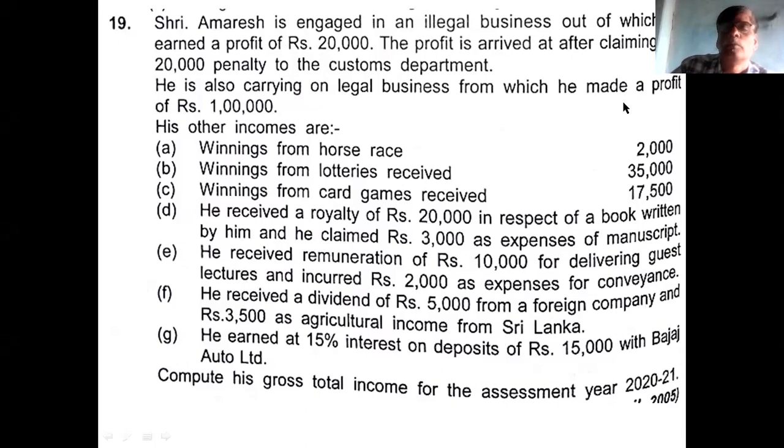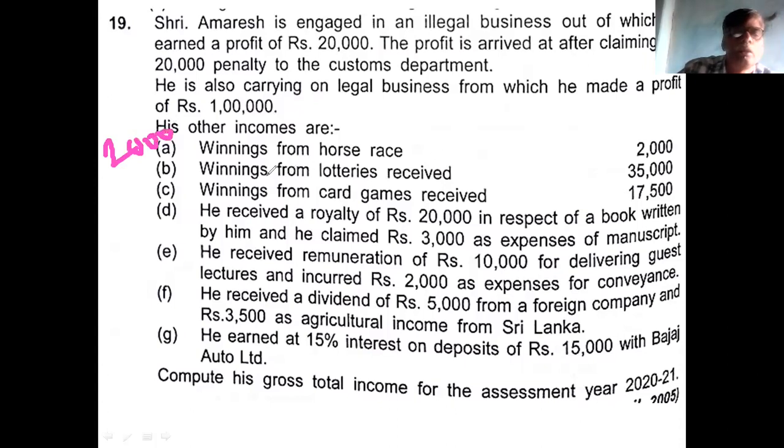Business income is of two ways. One is illegal business, the other regular business. Illegal business 40,000, regular business 1 lakh. It is totally 1,40,000. Remember this. Okay. Then come to the next point. Winning from horse race. 2,000 is there. Okay, 2,000 rupees. This is from other source. Okay, 2,000 from other source.